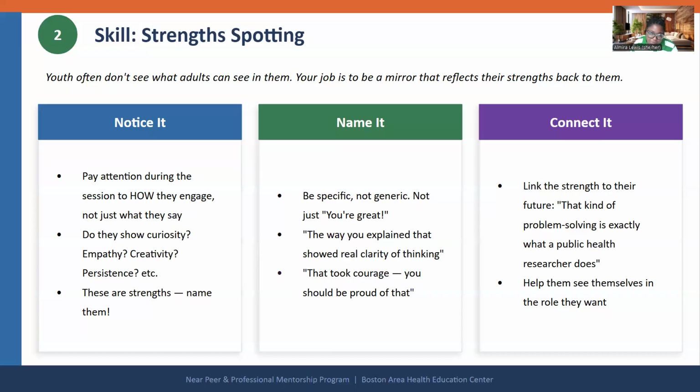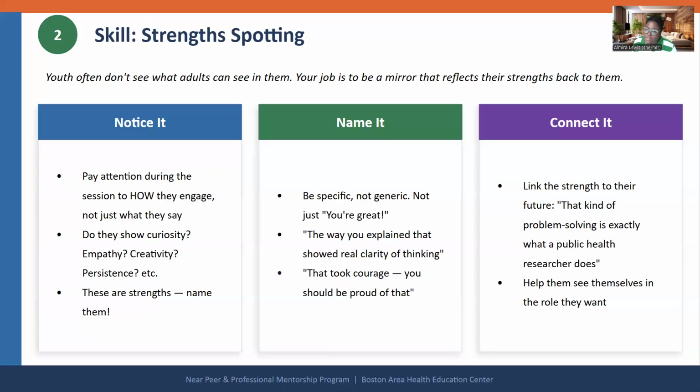Okay. So notice it. Pay attention to how they engage, not just the things they say. They show curiosity, empathy, creativity, etc. Name those strengths. Don't just be generic, like, oh, you're great, but name the specific strength that you're calling out or that you see within them, and then connect it back to their future. So you can be like, oh my God, I realized that you think so critically about things. That kind of problem solving is exactly what a public health researcher would do. And I know you said you want to be a public health researcher. So connecting it back to their shared career interests.